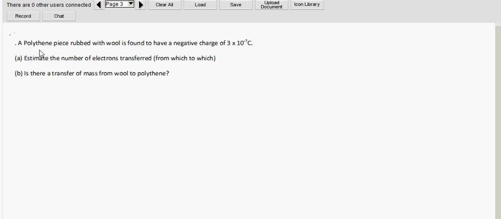Given here is a problem. A polythene piece rubbed with wool is found to have a negative charge of 3 into 10 to the power minus 7 Coulomb. Estimate the number of electrons transferred, and from which to which. Is there a transfer of mass from wool to polythene?